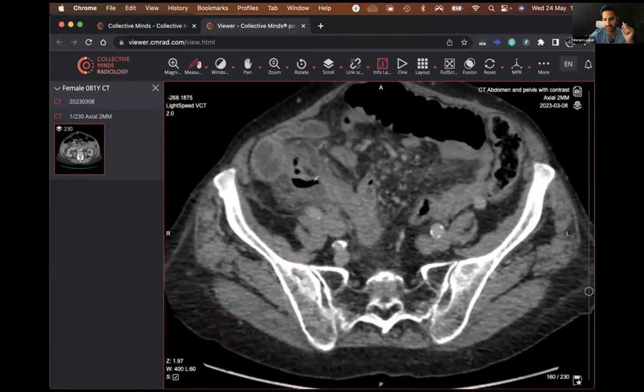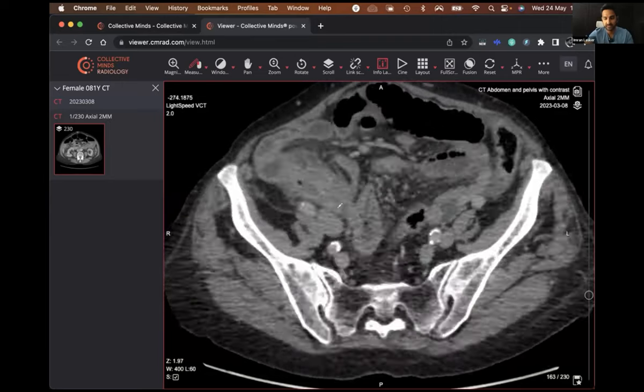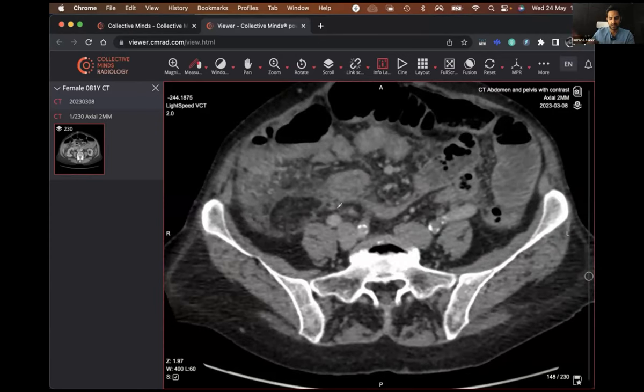And actually, there could be a collection. Can you see that? Look, this is like this, and there's an air-fluid level just sitting within there. So I'm going to draw that there like this. So therefore, this is a perforated appendicitis, right? And that generalized irritation and inflammation has resulted in a secondary ileus with regards to the small bowel. So I thought that was quite an interesting case. And so, yeah, you picked up most of it really, which is very, very good, actually.